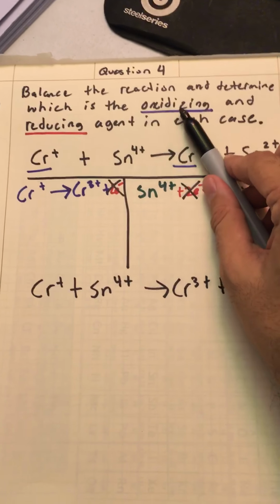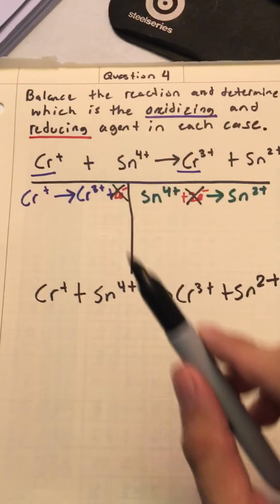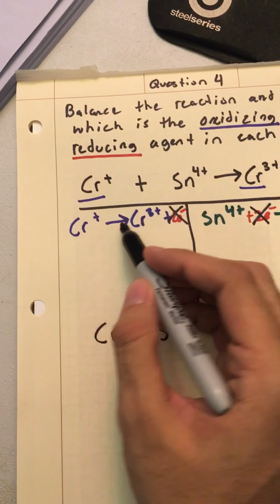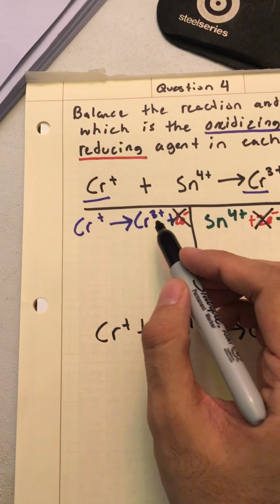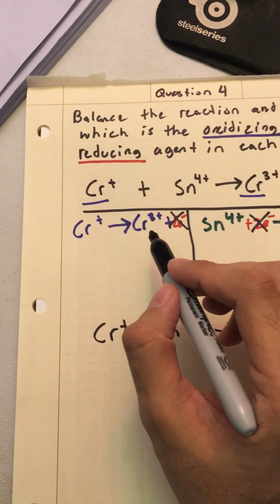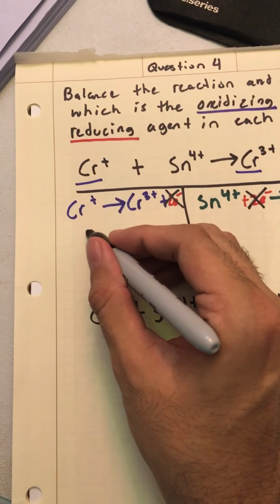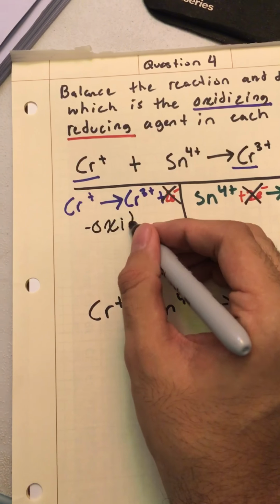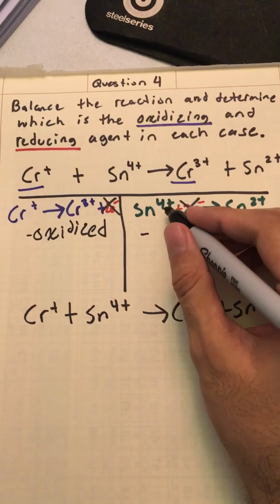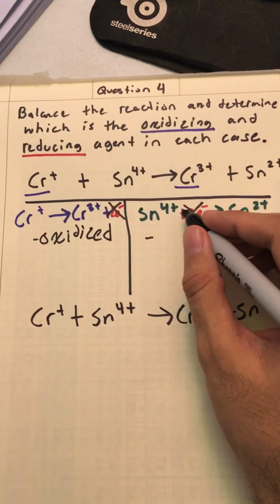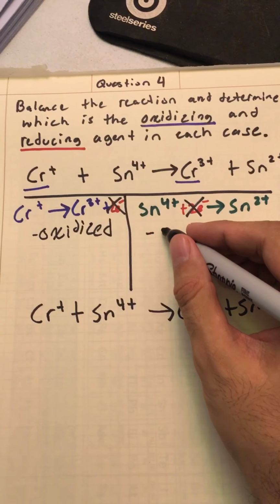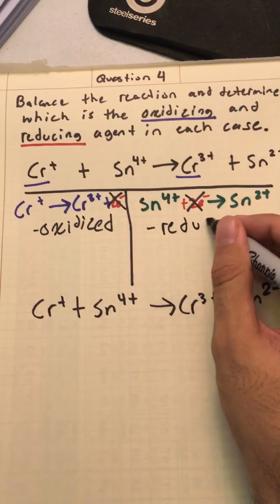So, which is the oxidizing and which is the reducing agent? Well, Cr⁺ goes to Cr³⁺. In other words, it loses electrons, so it's oxidized. And Sn⁴⁺ goes to Sn²⁺, which means it gains electrons. In other words, it was reduced.